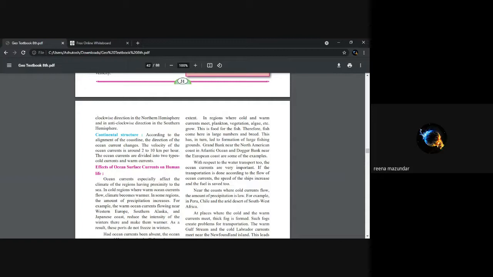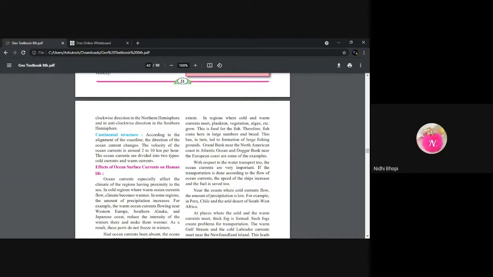Why are ocean currents important in respect to water transport? With respect to water transport too, ocean currents are very important. If the transportation is done according to the flow of ocean currents, the speed of the ship increases and fuel is saved too. Very good.